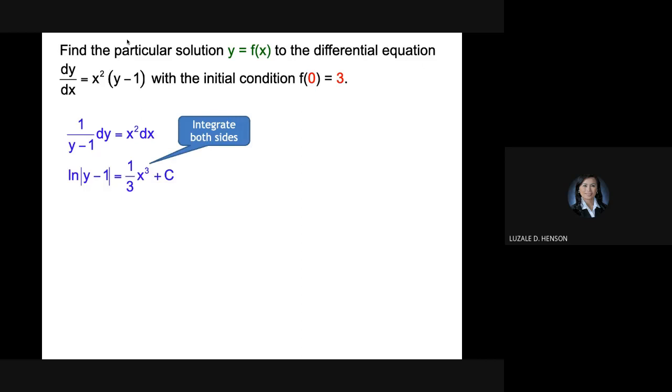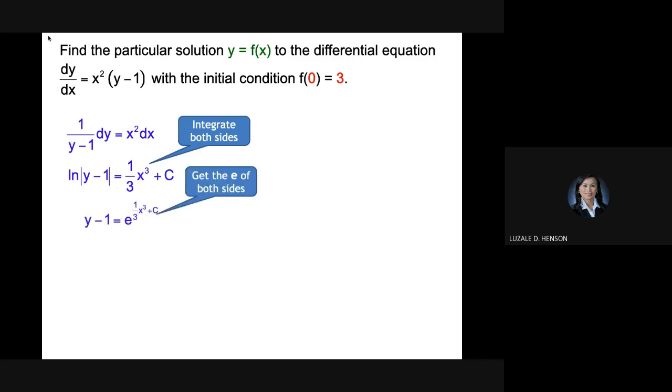Integrate both sides. So what is the integral of dy over y minus 1? Let u be equal to y minus 1, so it becomes the integral of du over u, because u is y minus 1 and the derivative of y minus 1 is du. So du over u is ln of u, and the integral of x squared dx is x cubed over 3 plus c. You really need to review your integration.